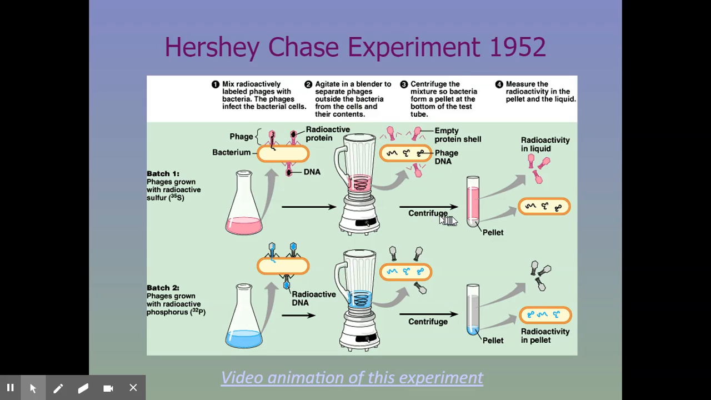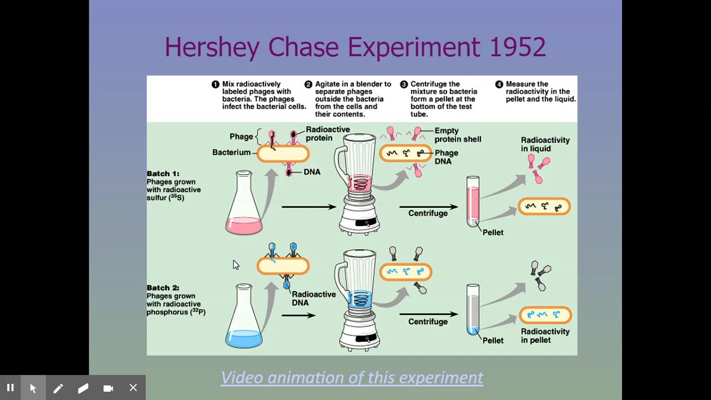So they then put those into a centrifuge. The way a centrifuge works, of course, is it spins very quickly. The things that are heavier go down to the bottom. The things that are lighter float up to the top in what's known as the supernatant. And when they did that with this particular group, they saw that all of the radioactivity was in the supernatant and none was in the bacteria pellet, so to speak. This is all the bacteria that were infected.